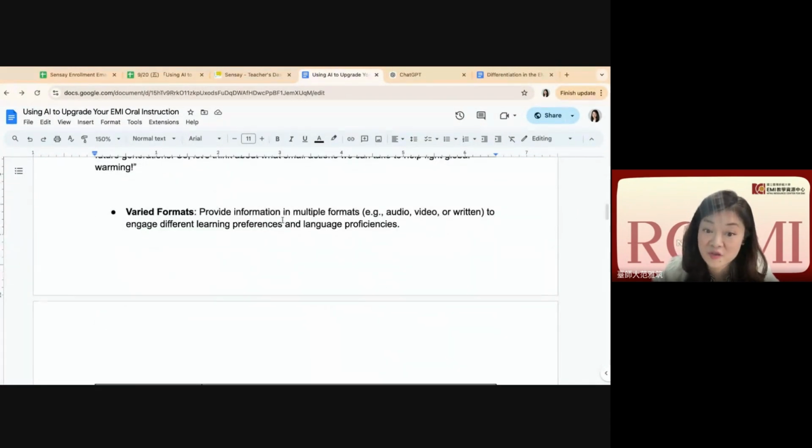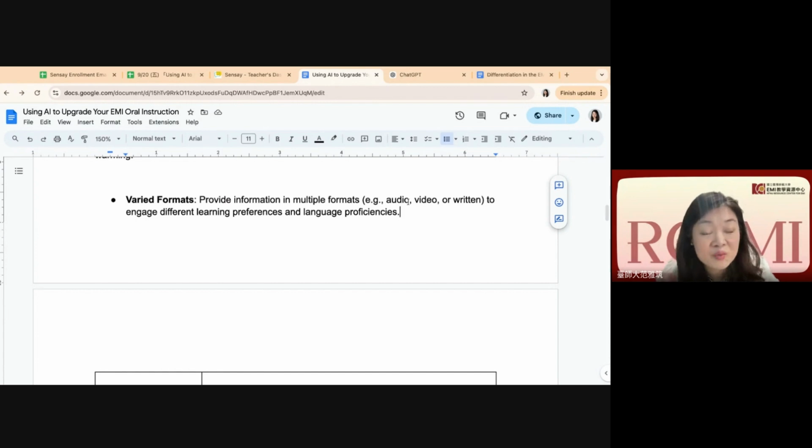And then varied formats: audio, video, written. Do you know that with Google there is a tool called NotebookLM? Actually, you can put everything up there, and it can provide different kinds of formats to help you generate lots of learning pieces.